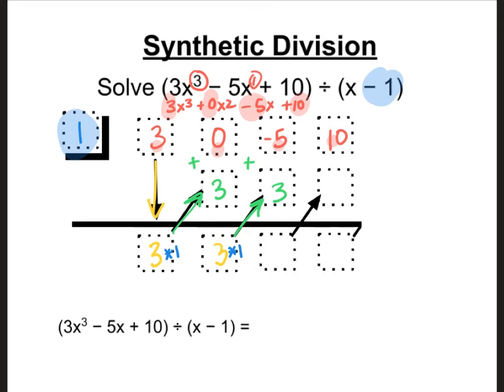We're going to add, so negative 5 plus 3 gives me negative 2. We're going to multiply by that number in the house again, times 1. That will give me a negative 2. Again, we add 10 minus 2 is 8.